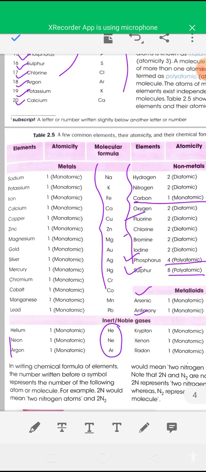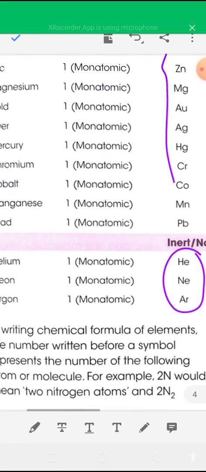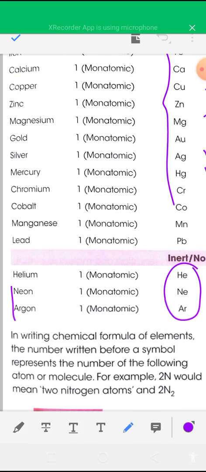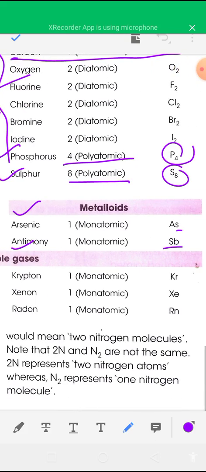Now here one note is given. In writing the chemical formula of an element, the number written before the symbol represents the number of following atoms or molecules. For example, 2N would mean two nitrogen atoms. 2N means 2 nitrogen atoms, and 2N2 means 2 nitrogen molecules. So 2N and N2 are not the same. 2N means 2 nitrogen atoms and N2 means 1 nitrogen molecule.